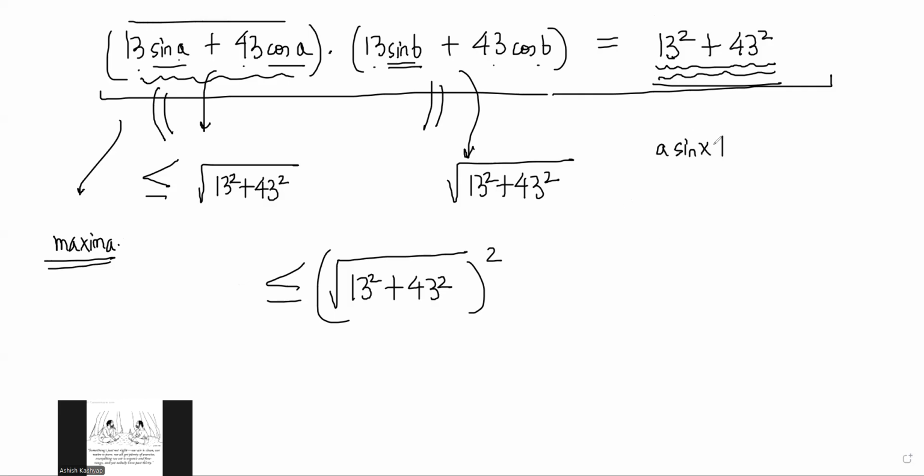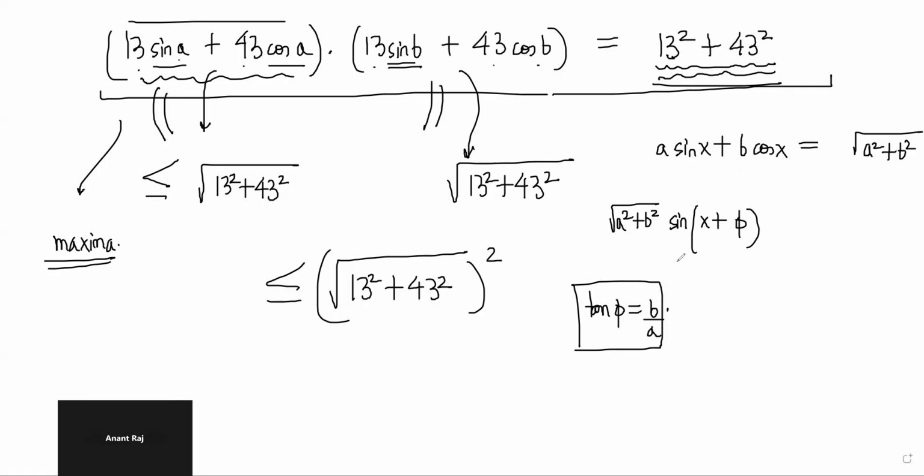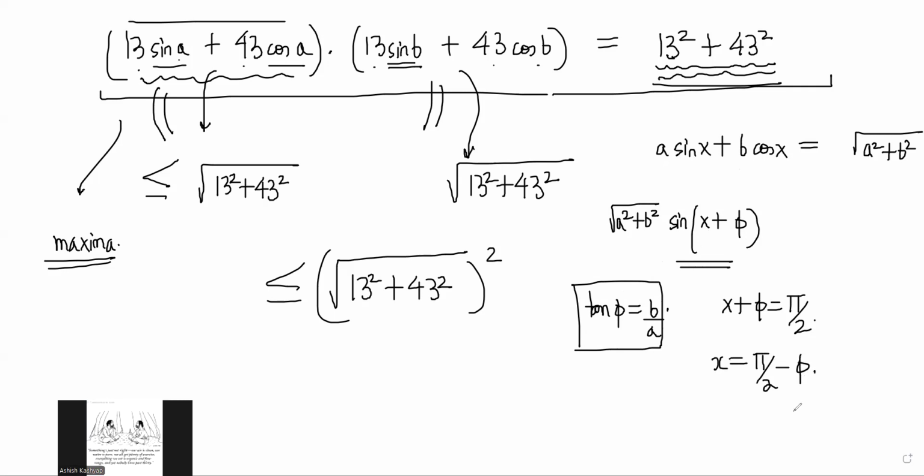When does a sin x plus b cos x become equal to root over a square plus b square, right? For that, we can write it as root over a square plus b square times sine of x plus phi, where cos phi is a by root over a square plus b square and sin phi is b by root over a square plus b square. So tan phi is b by a, right? Do you understand what I'm saying right now? So the maximum value will happen when x plus phi is equal to pi by 2, right? X should be pi by 2 minus phi, correct?